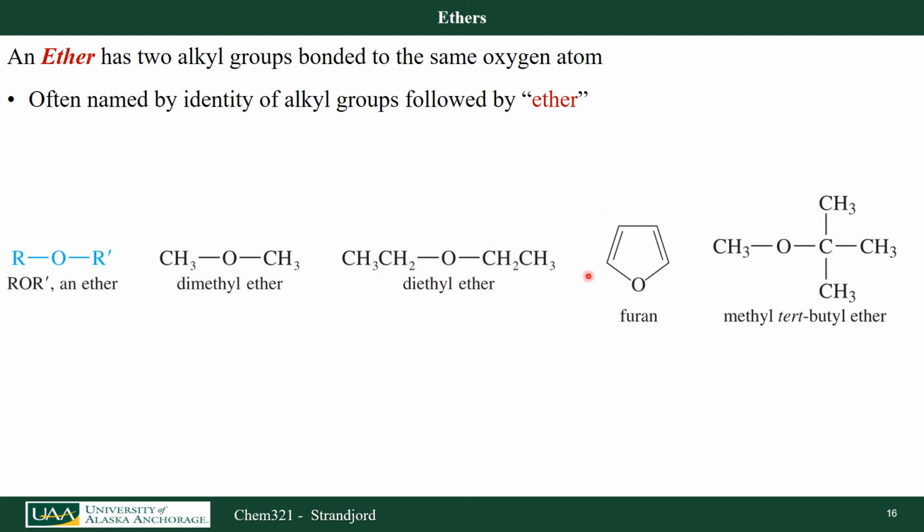Here is an example of ether that also has a double bond in it. This has a common name of a furan. Here is another ether with a methyl group and this more complex substituent out here, which is called a t-butyl group.